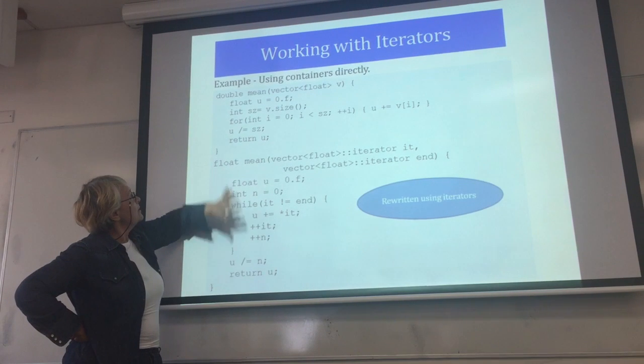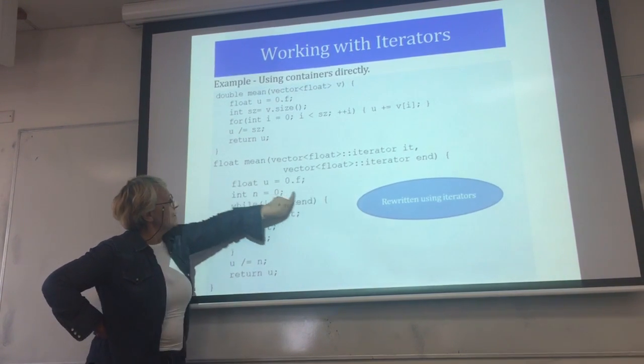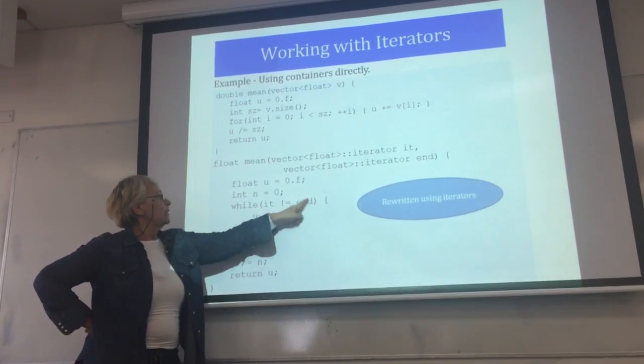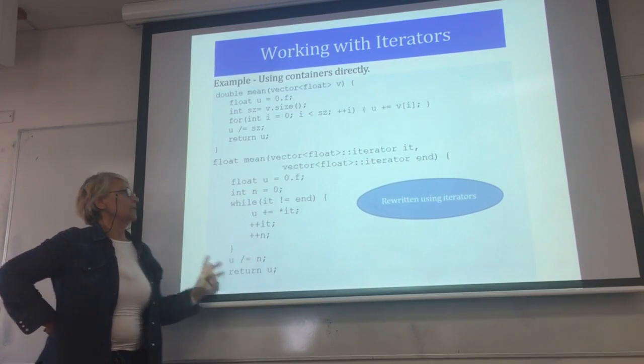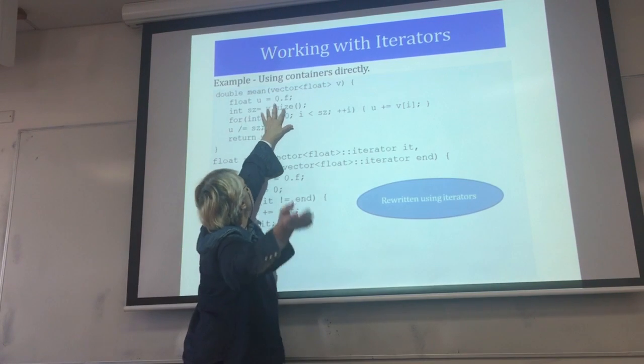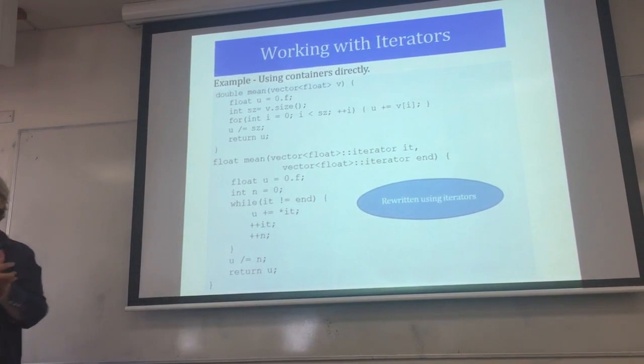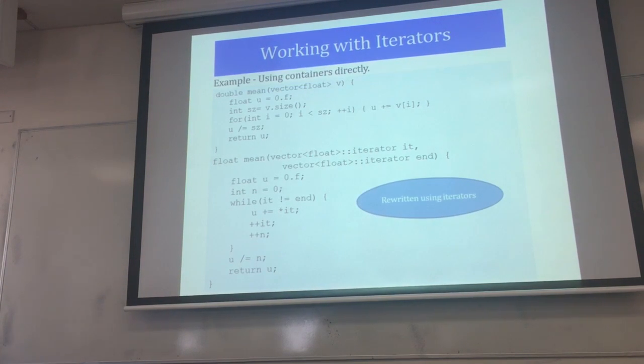So as you can see, these are very similar. The thing is, when working with iterators, we want to be able to work with a whole container. When we work with a whole container, the size is known, but we want to work with part of the container, and then the size is not known.